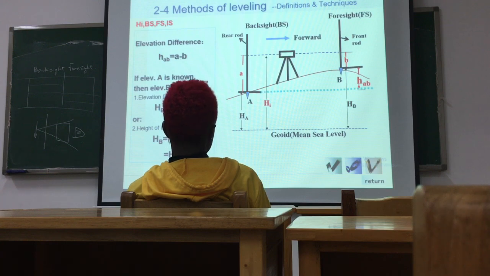Okay, so we have two formulas. One is for two benchmarks, and another is for one backsight point and many foresight points. Okay, these are the two formulas.